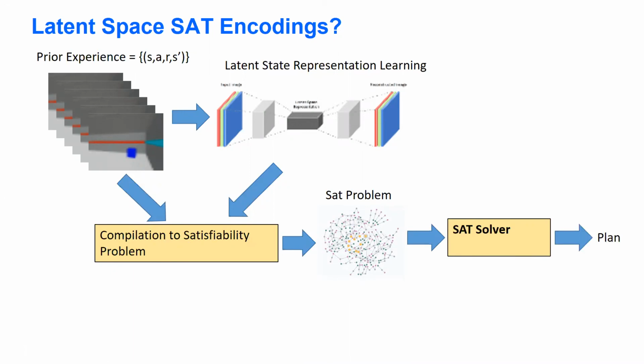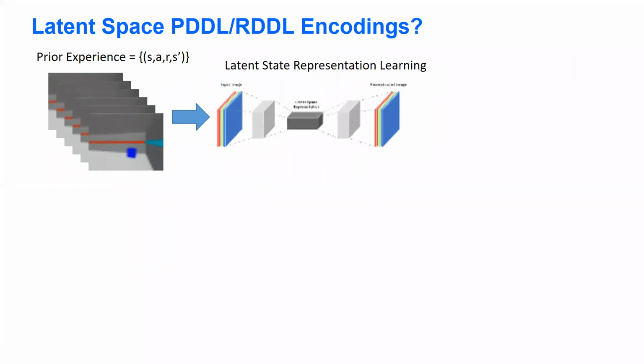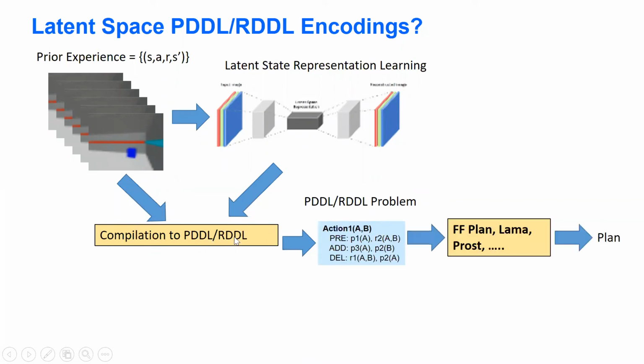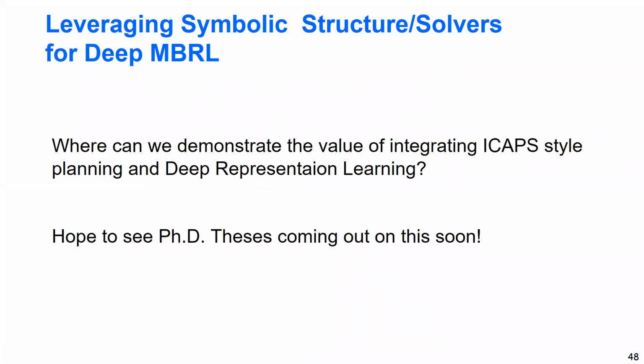That's something that I want to work on immediately, and I hope some of you will look at things like that. Can we learn latent representations that compile down to something like PDDL, STRIPS, or RDDL, and then use planners that we've developed in ICAPS, like FF, LAMA, Prost? Can we use those? I think this is something that we have simply not demonstrated yet, but it does not seem impossible.